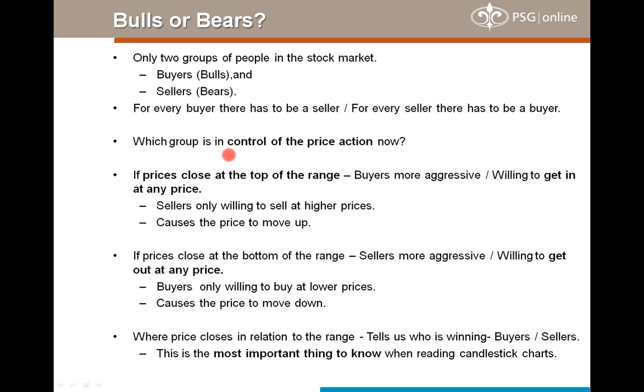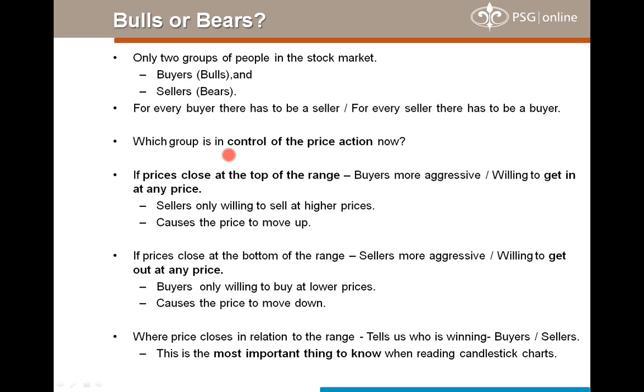So we're talking about buyers and sellers. Always remember, I can try and simplify it again, go back one step. There's only two groups of traders in the market. Either a buyer or a seller, either you're bullish or bearish. Okay. So for every buyer there has to be a seller, and for every seller there has to be a buyer. The main question you always have to ask yourself, and this is where candlesticks are important.